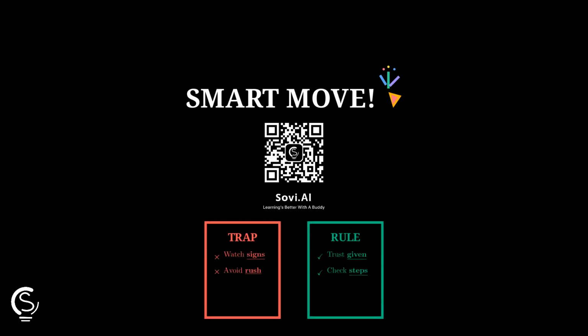Trap: rushing signs and patterns. Rule: trust given information, and check each step before locking the order in.